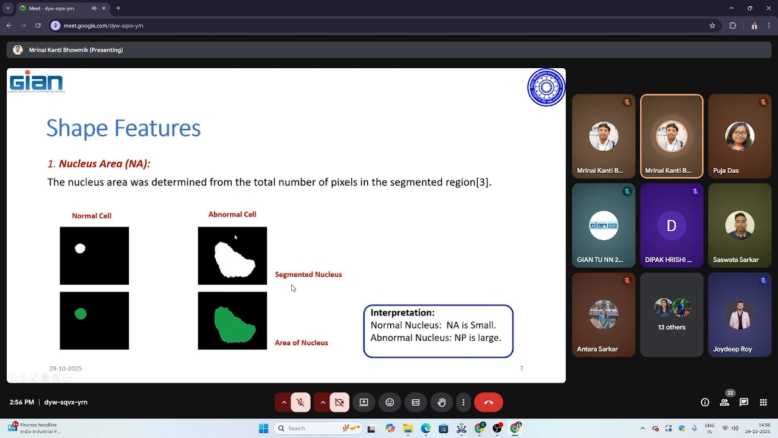So we can say that the interpretation is that the nucleus area of a normal cell will be small compared to the nucleus area of an abnormal cell.